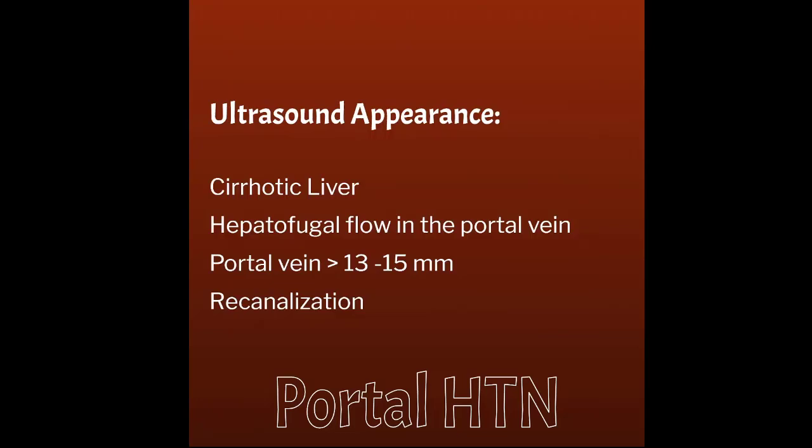On ultrasound, then, we're typically going to see a patient exhibiting the signs of the cirrhotic liver. Looking directly at the portal system, we're going to see hepatofugal flow in the portal vein. The portal vein is most likely going to be enlarged, measuring from 13 to 15 millimeters as a minimum, and then we'll see some recanalization of veins in the area.